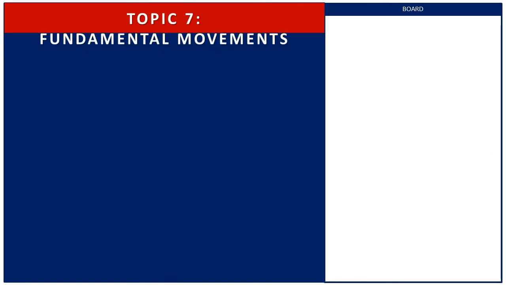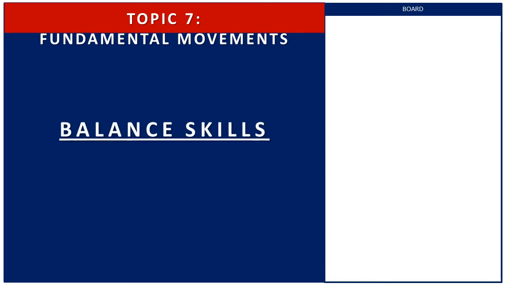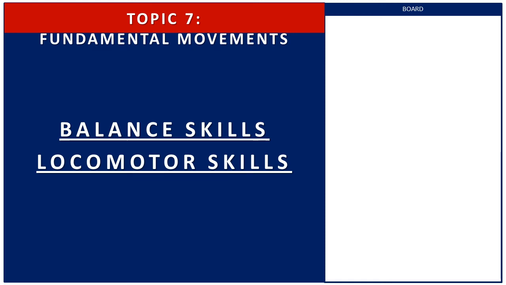For our topic 7, it is about the fundamental movements. Fundamental movement skills categories include balance skills, movements where the body remains in place but moves around its horizontal and vertical axis. Next is locomotor skills, such as running, jumping, hopping, and galloping. The last one is ball skills, such as catching, throwing, kicking, underarm roll, and striking.